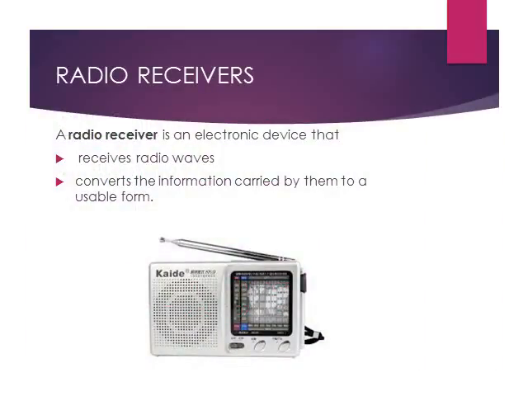A radio receiver is an electronic device that receives radio waves and converts the information carried by the waves into a usable form, such as an audio signal.